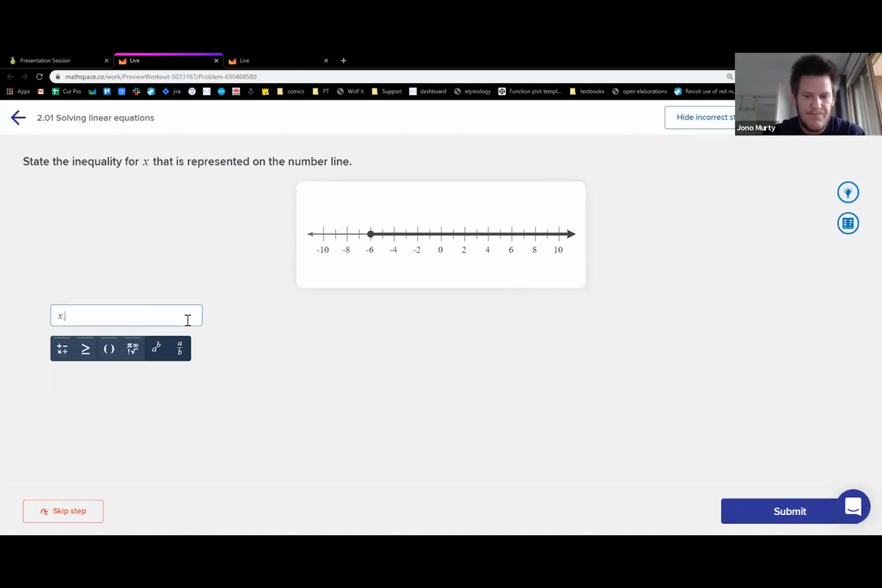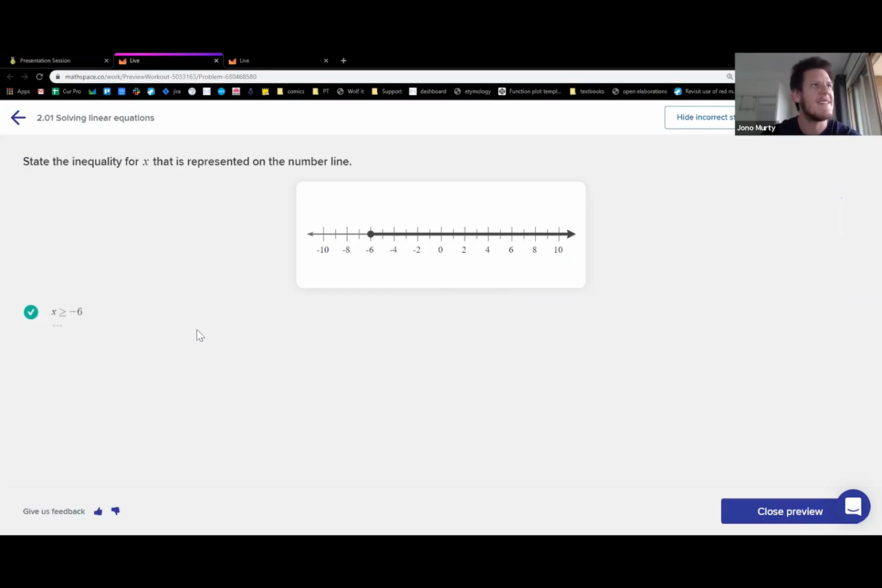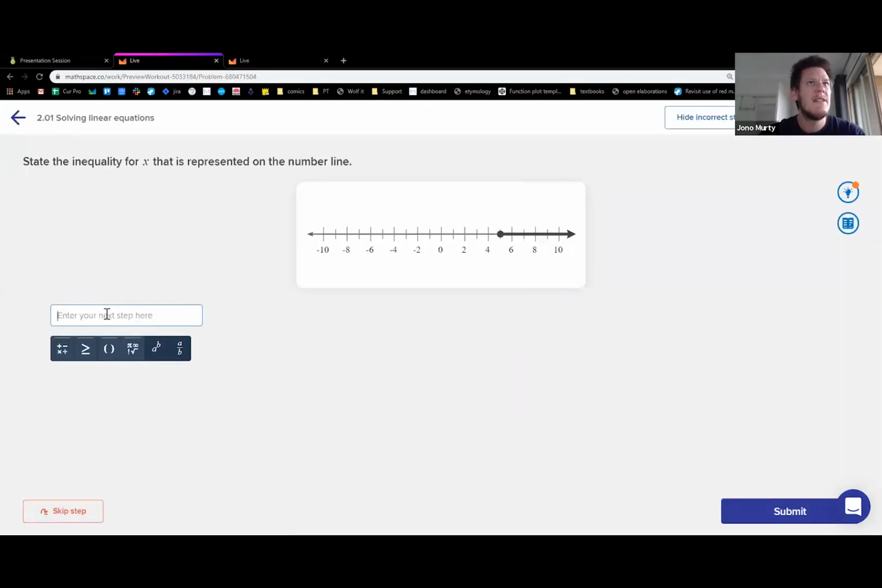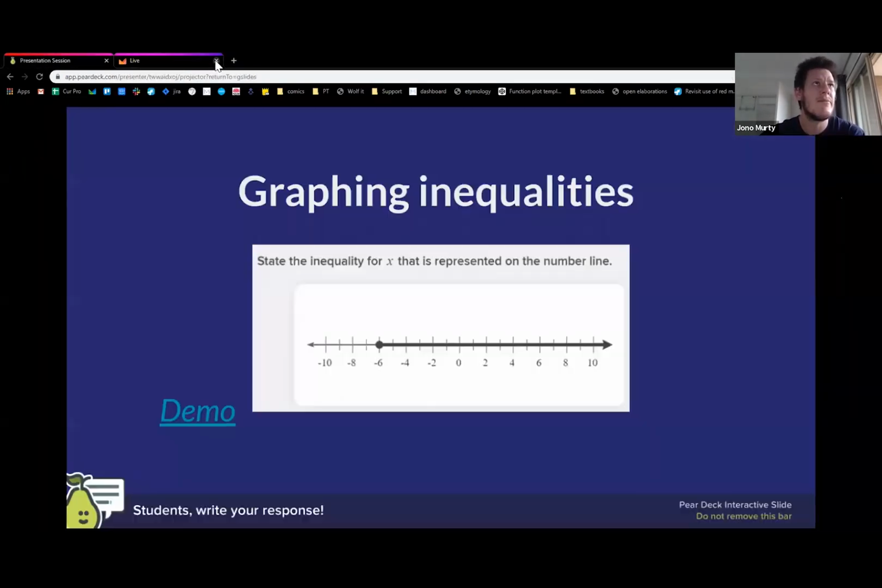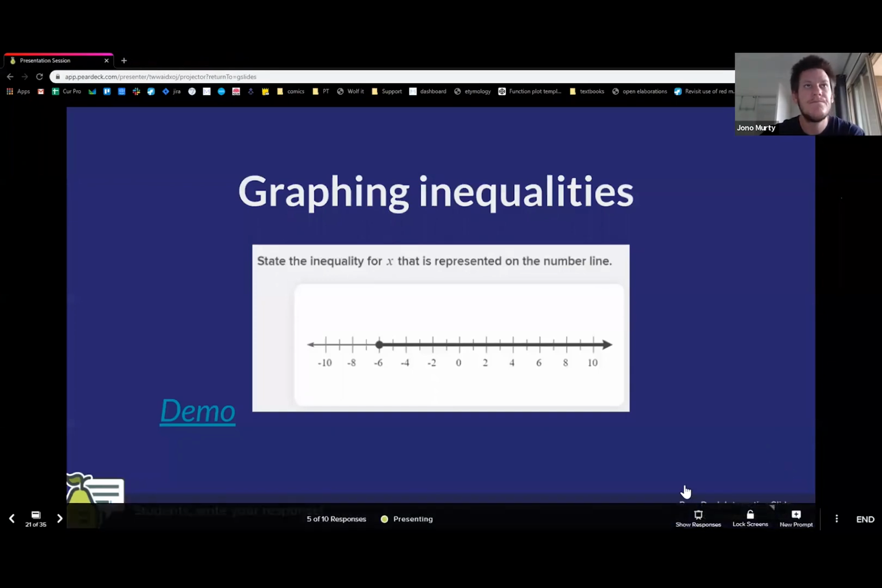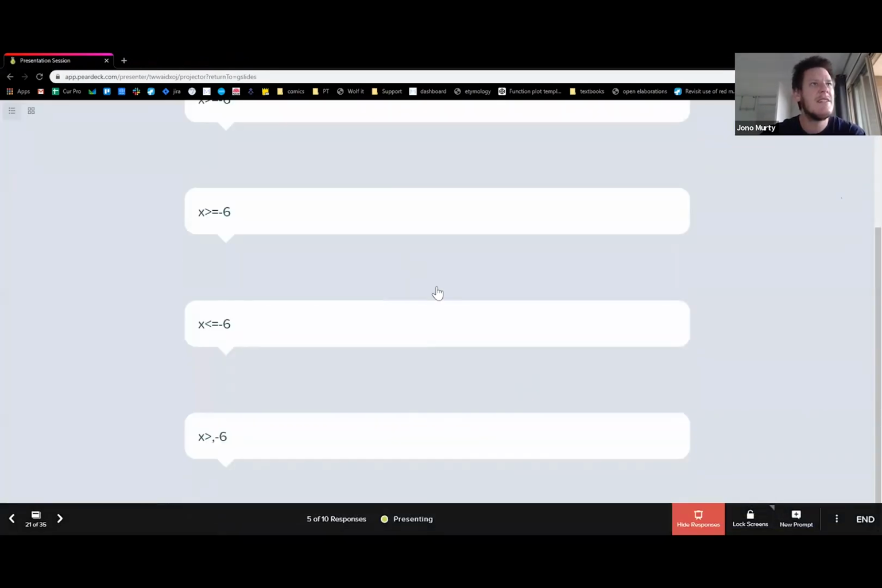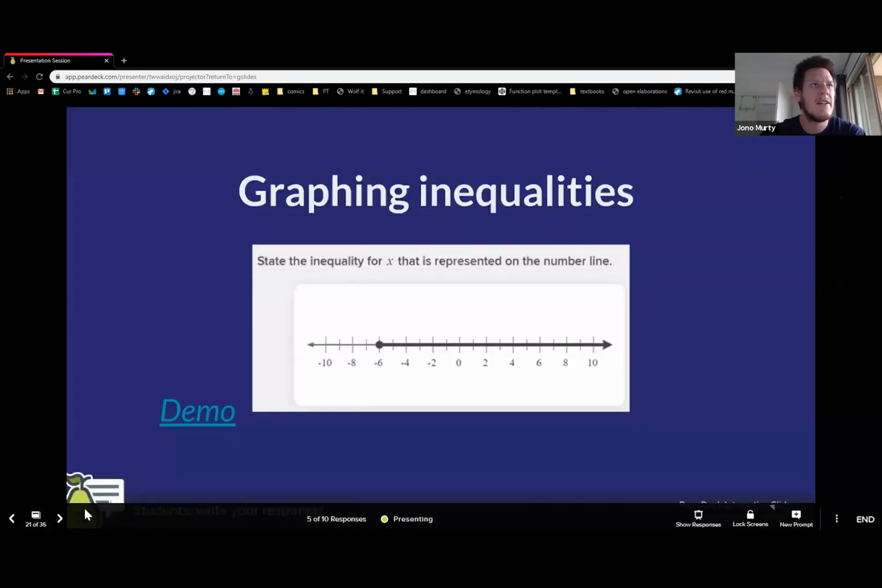So, X is greater than or equal to -6. Now there's a different one, X is greater than or equal to 5. You can use the symbols from here as well on the toolbar. X greater than or equal to 5. Okay. Now we know how to plot them.